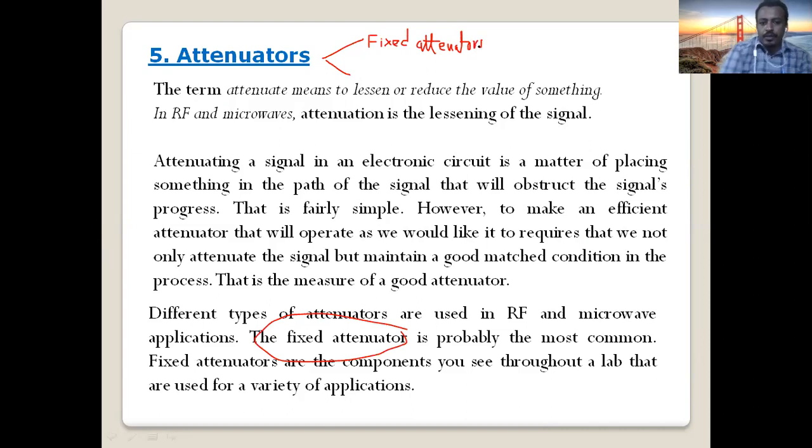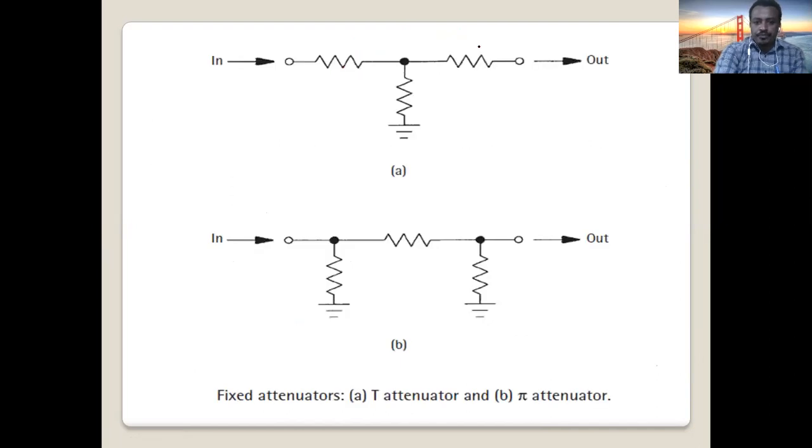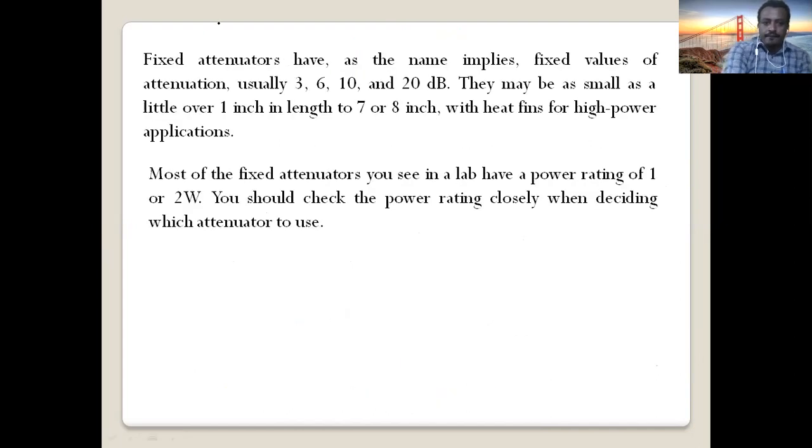So the most common attenuator type for many applications is the fixed type attenuator. They have a fixed value. For example, your attenuator may have 6 dB. What does it mean? A 6 dB attenuator.